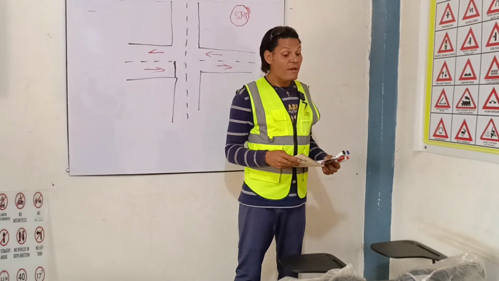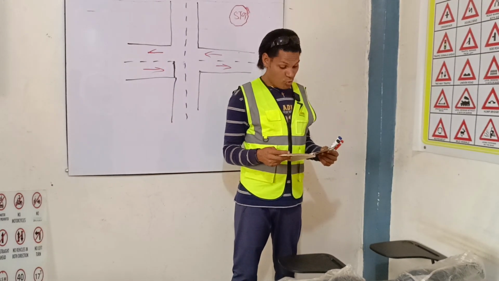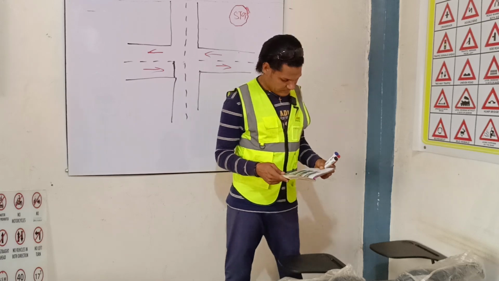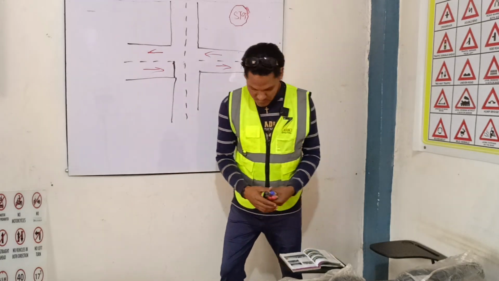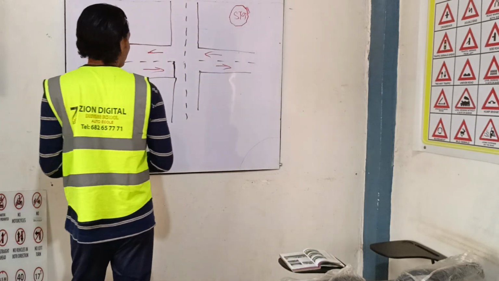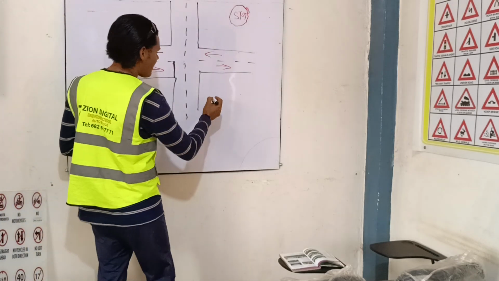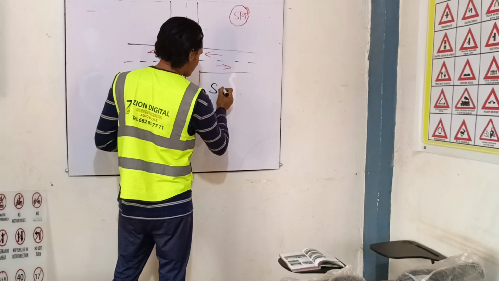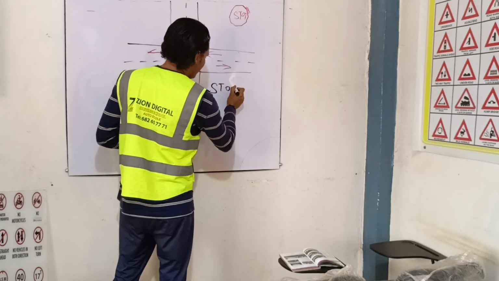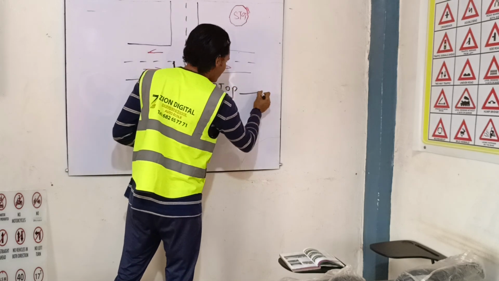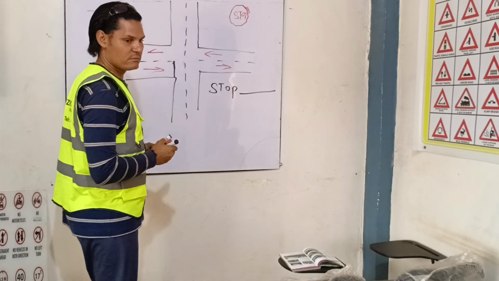For this, we have a picture in the book here. If you look at it, you will see that the two actually are the same. So stop line is the solid line.